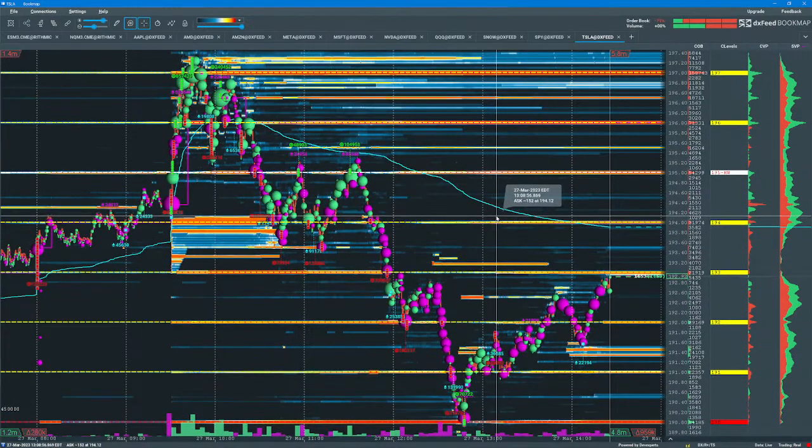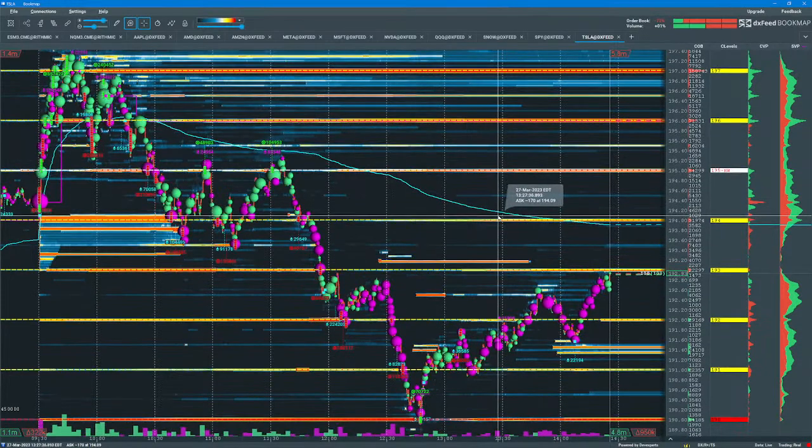So there's Tesla and Bookmap. Short setup. And let's go take a look at Hero.